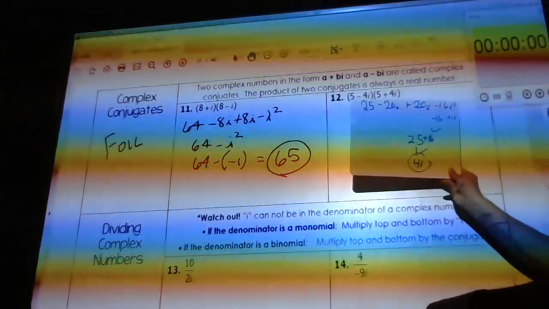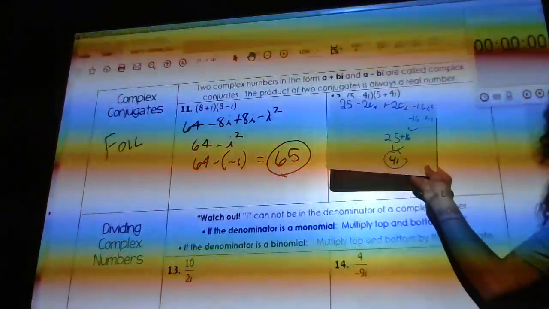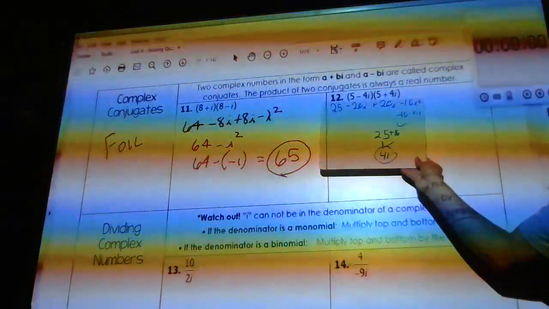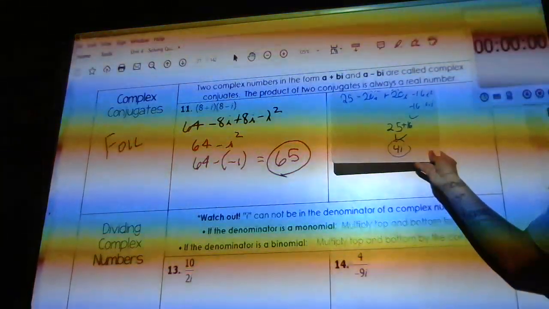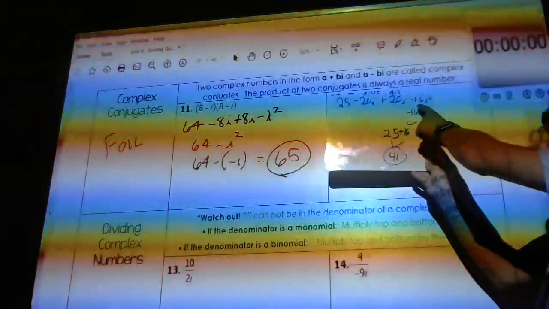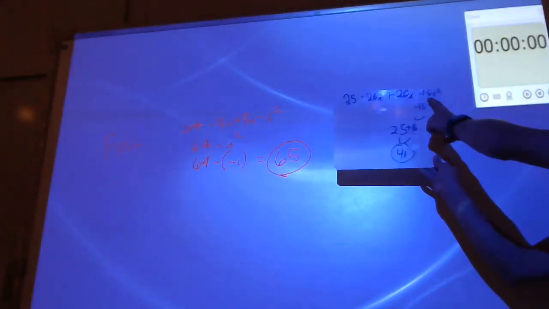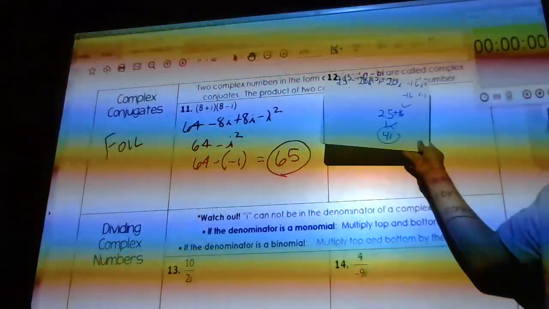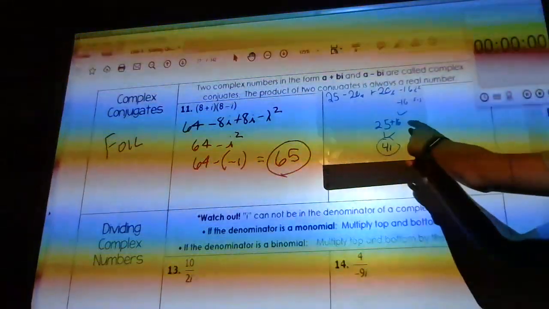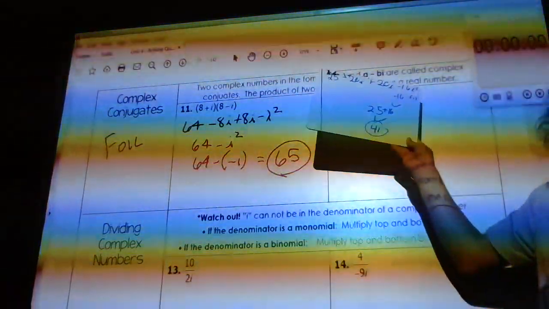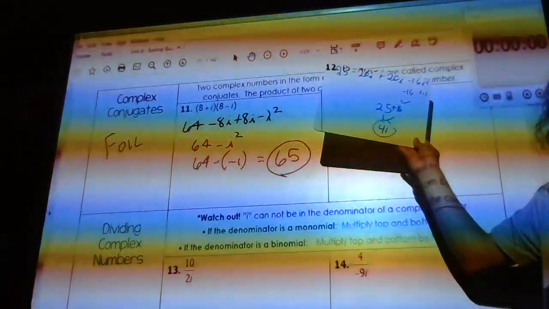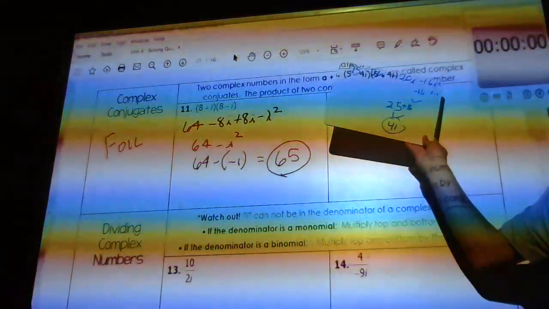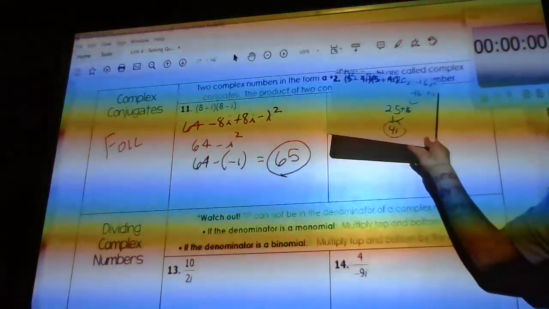So first, let's make my blank. You pull out to get 25 minus 20i plus 20i minus 16i squared. I did negative 16i squared, which would be negative 16 times negative 1, which gives you 16, which gives you 25 plus 16. You want to do that? Yeah.